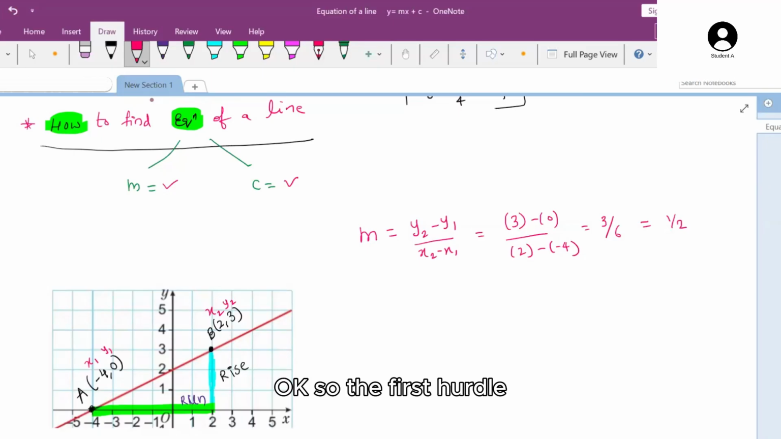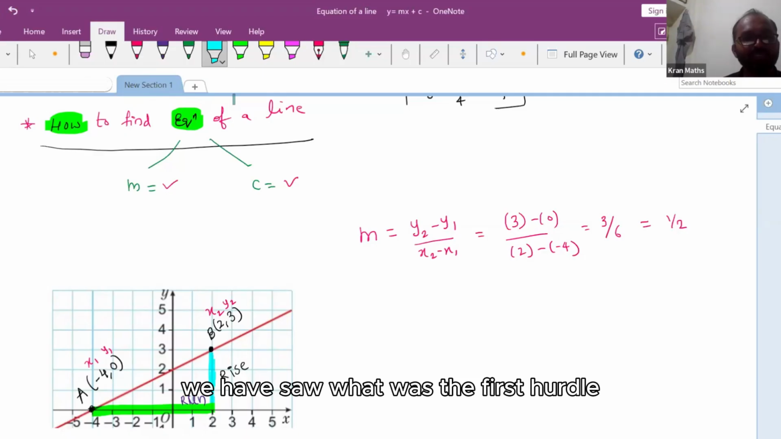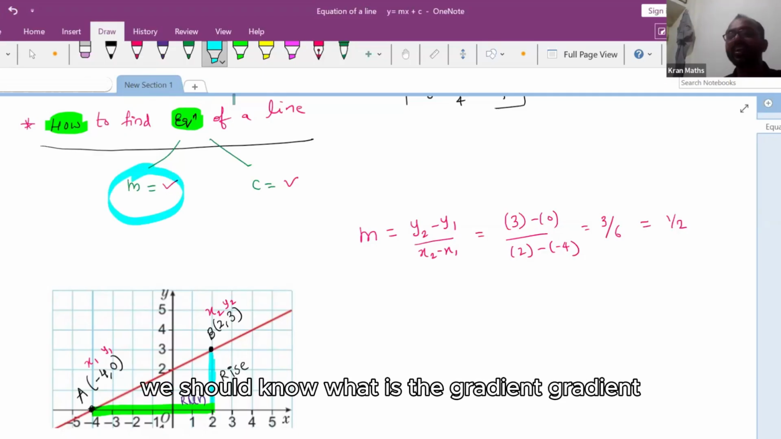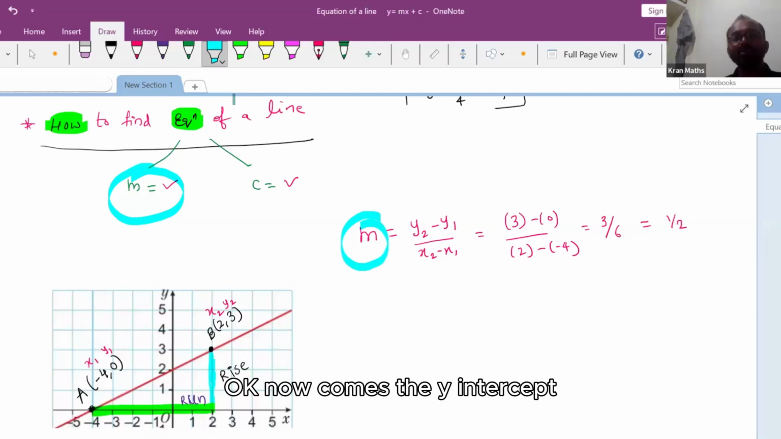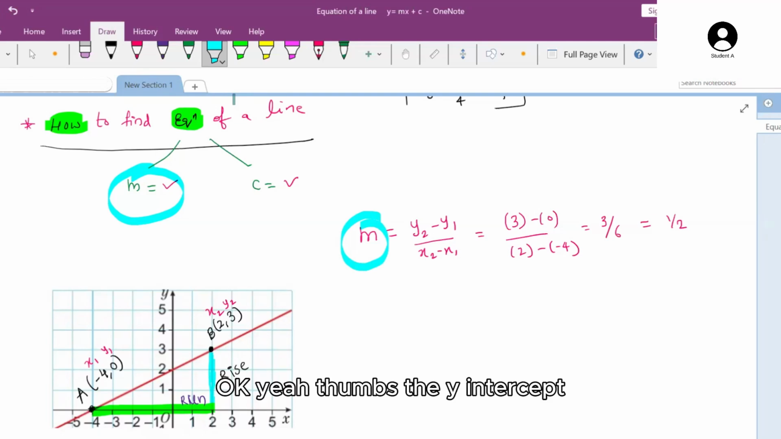Okay, so the first hurdle we have solved. What was the first hurdle? We should know what is the gradient. So we have found the gradient. Okay, now comes the y-intercept.